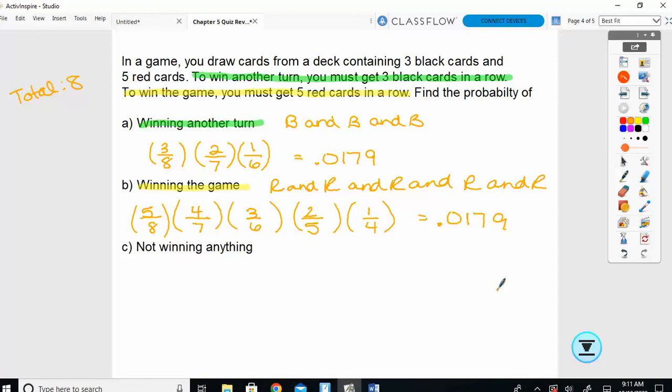Okay. The third option, not winning anything. These are the only 2 ways you win. So anything else that happens, you lose the game. So what would be the easiest way to figure out the probability you lose? 1 minus both of those. Okay, those are the 2 ways you win. They're complements, so you just take 1 and subtract off the 2 probabilities of winning.